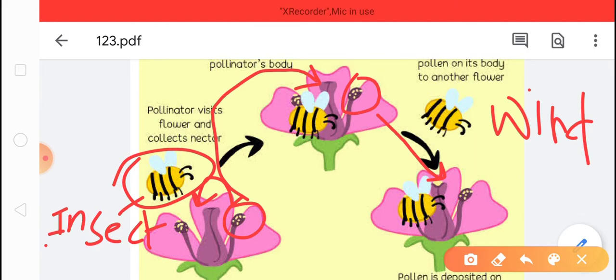Okay. One more time. What is pollination? Pollination is the process of transfer of pollen grain from the anther to the stigma of either the same flower or of another flower of the same kind, by wind or by insect, and this transfer of pollen grain to the stigma is called pollination.